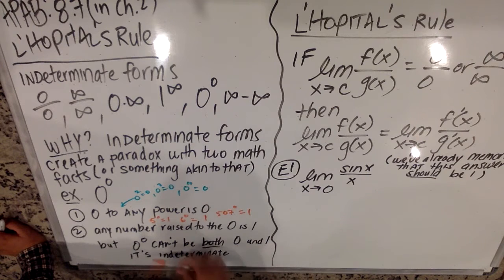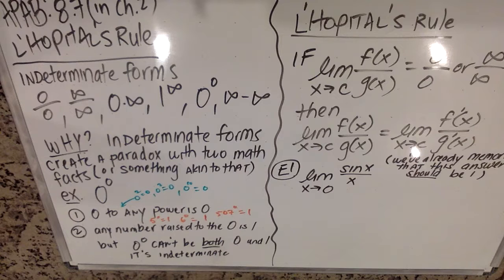And so 0 raised to the 0 can't be both of those two things simultaneously, right? Like all of computer science is built on the fact that 1s and 0s are different. So because it can't be both of those rules simultaneously, it's what we call an indeterminate form. It is neither 0 nor 1. It does not have a numerical value. It is called an indeterminate form. There are other examples of that, right?